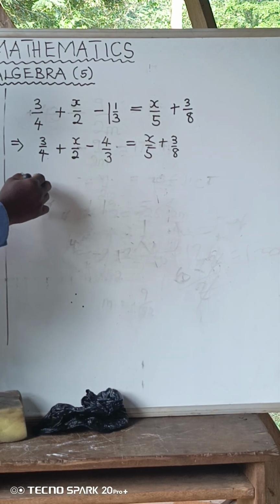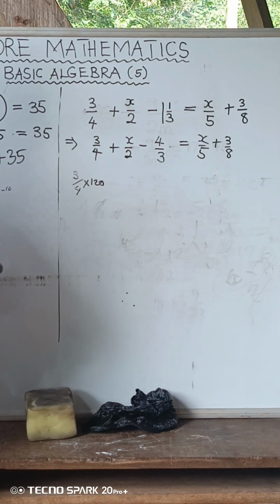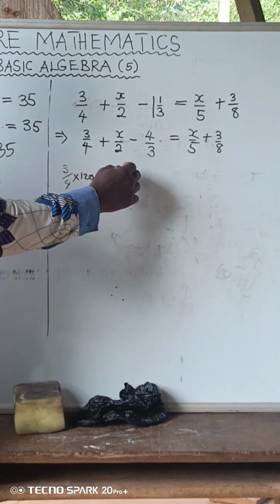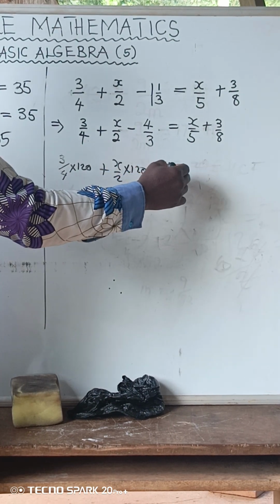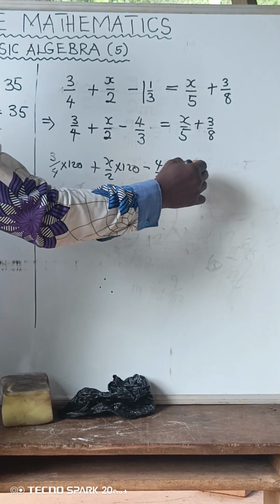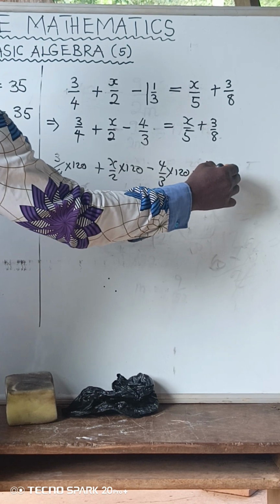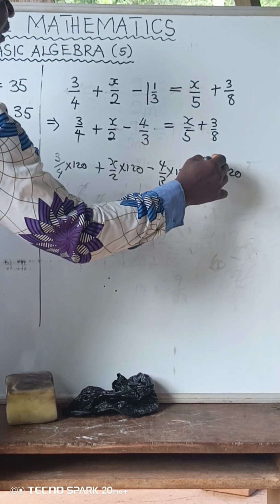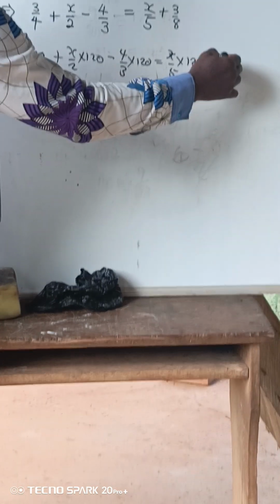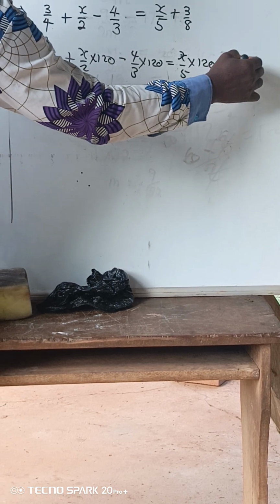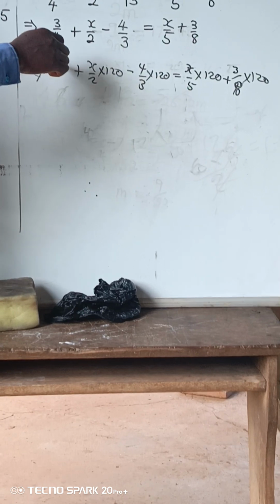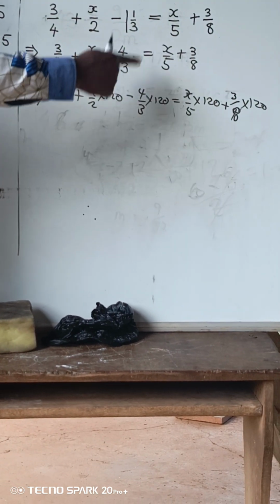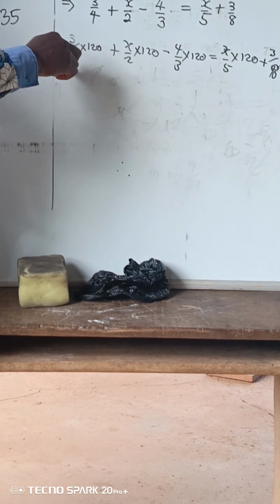3 over 4 times 120, plus x over 2 times 120, minus 4 over 3 times 120, equals x over 5 times 120 and 3 over 8 times 120. And when you do that, because this number can divide this, and this is the number that all of them can divide, that is why it will be 4 here, 1.